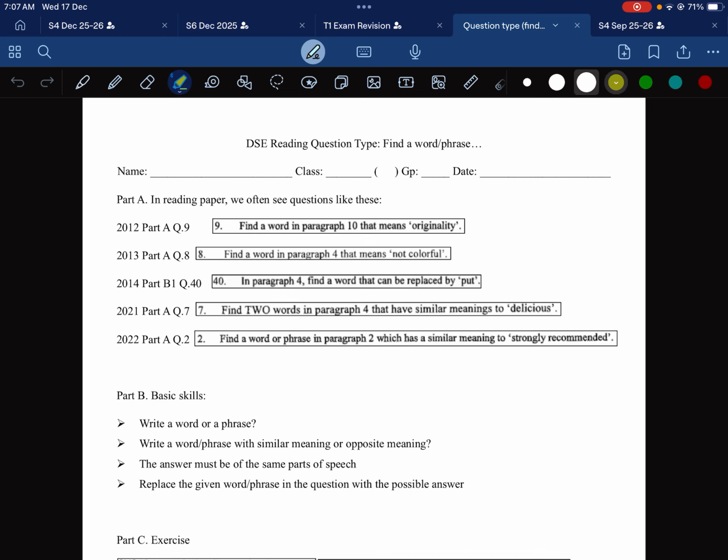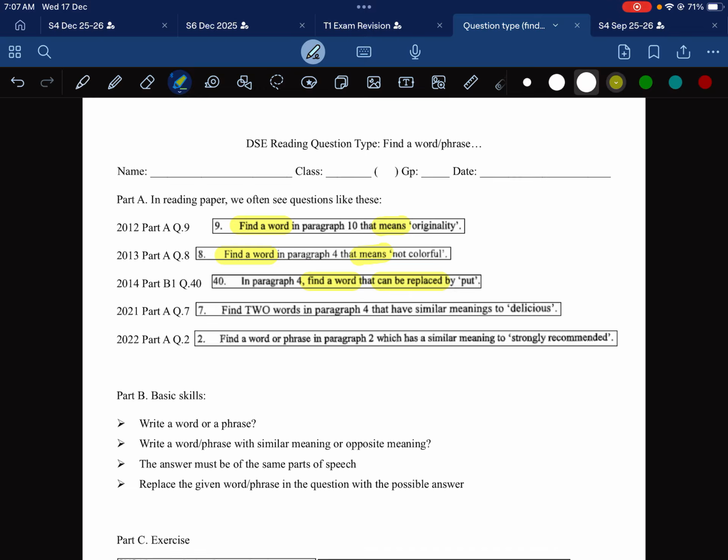So you see here, we have find a word in certain paragraph. Usually it could be in certain paragraph or multiple paragraph that means a certain word, okay? It's the same for the 2013 one. Find a word in paragraph 4 that means another word, okay, or another phrase. Or it can be said like this: find a word that can be replaced. It means that they have the same meaning.